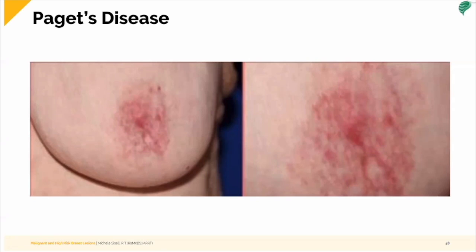The patient's mammogram came back negative, so she was sent to dermatology to have a skin punch biopsy. The punch biopsy came back positive for Paget's disease, and therefore the patient was sent for an MRI of the breast to further evaluate both sides. You can see the patient's nipple and areola skin appears crusted, scaly, and red.